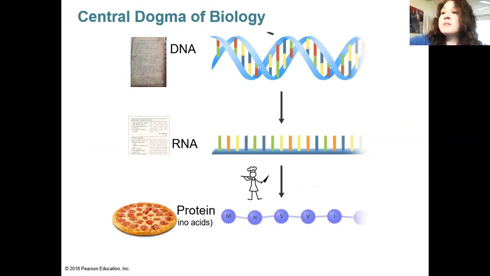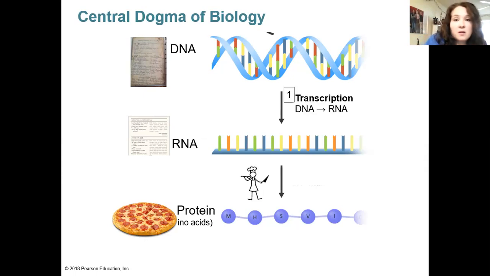And protein synthesis has 2 steps. The first one is transcription, right there, in which DNA is used to make RNA. Now, DNA is not turned into RNA. We're just making an RNA copy of the information in the DNA. And the second step is translation. And translation is where the information in the RNA is used to make a protein.